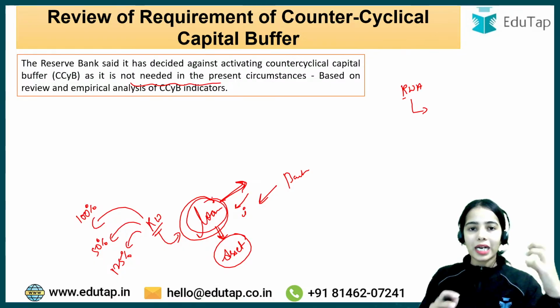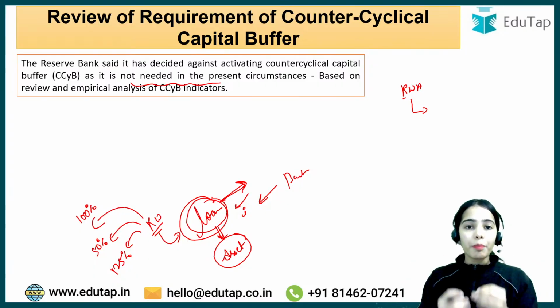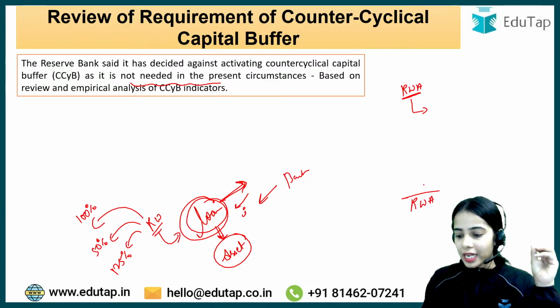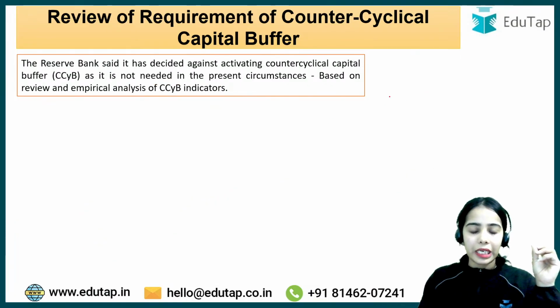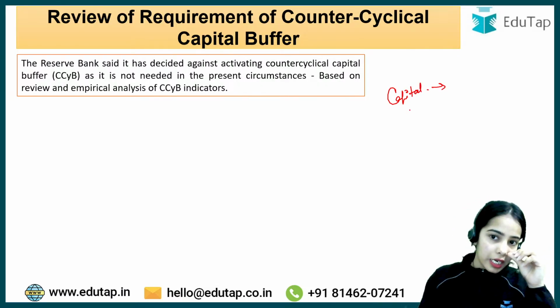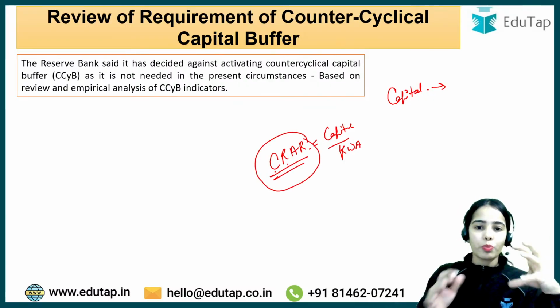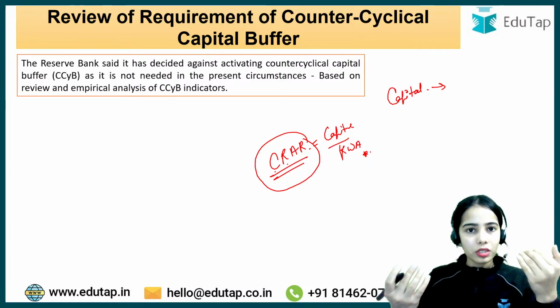That means with the loan that the bank is giving, there is some risk attached: what if the loan does not come back, what if the money does not come back. This is the risk weighted asset. Against the risk weighted asset, the bank has to maintain capital. The capital that the bank is maintaining against the risk weighted asset is known as the capital to risk weighted asset ratio, CRAR. The bank has to maintain some capital against the risk weighted asset so that it can handle a distress or problematic situation.